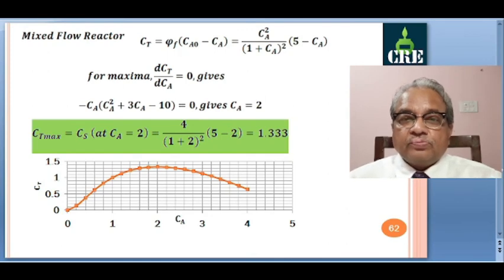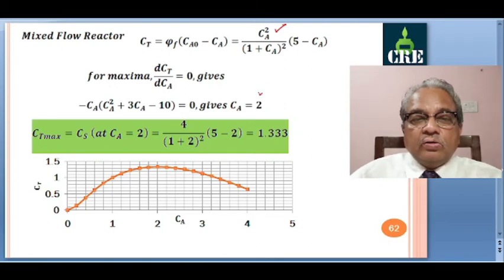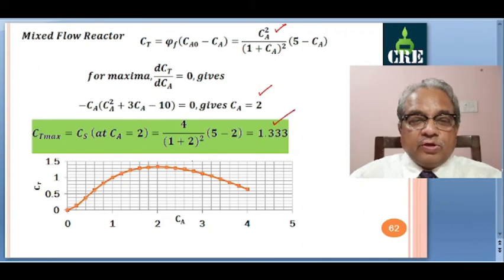In mixed flow reactor, again exactly same method, only this numerator is changing and Ca0 value is changing. So maxima is equal to 0. So I have not written all those, again quotient rule, all those terms. So here you can solve this, and you get this equation, and this will give you Ca is equal to 2. CT max at Ca is equal to 2. So in mixed flow reactor it is 1.333.